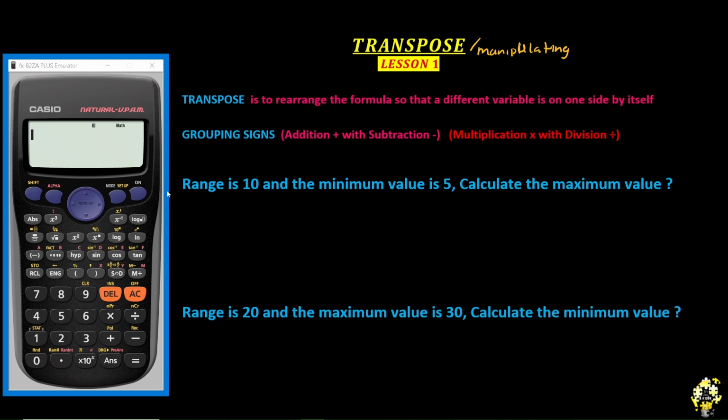Well, let's go to this. So, to transpose or to manipulate the formula or to play around with the formula, it's simply to rearrange the formula so that a different variable is on one side by itself. It's simply to change the subject of the formula. Now, this is what I mean.